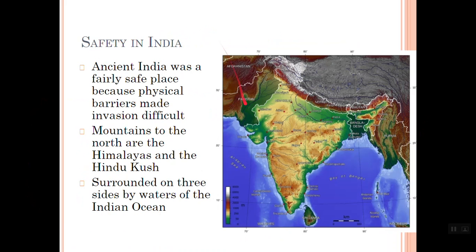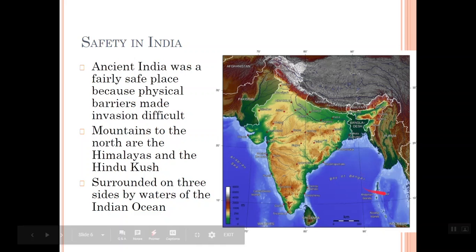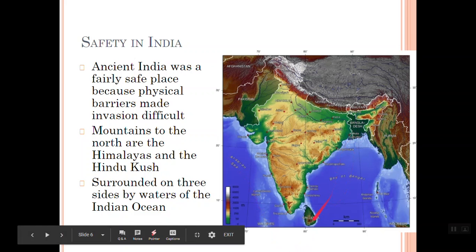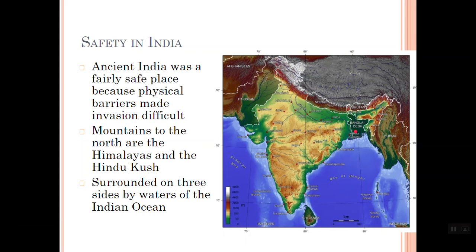All right, so let's talk about safety for a second. Again, geography has a place in how successful a country can be. Ancient India was a fairly safe place because physical barriers made invasion difficult. You've got mountains to the north, the Himalayas and the Hindu Kush, and it's surrounded on three sides by waters of the Indian Ocean. So all you really had to do is defend this area here, and because there's no such thing as airplanes or tanks or so forth, it's relatively easy to defend.